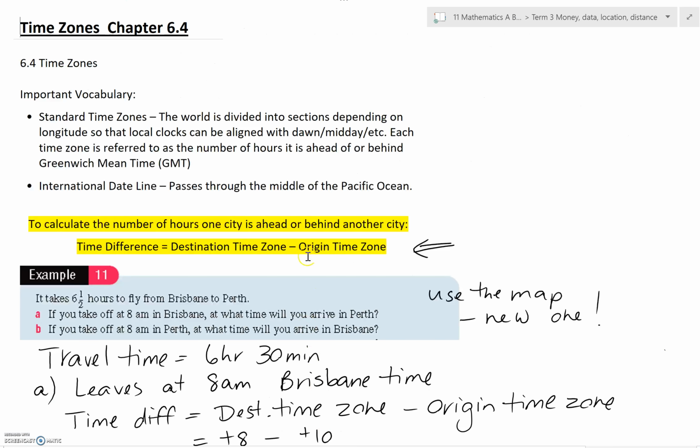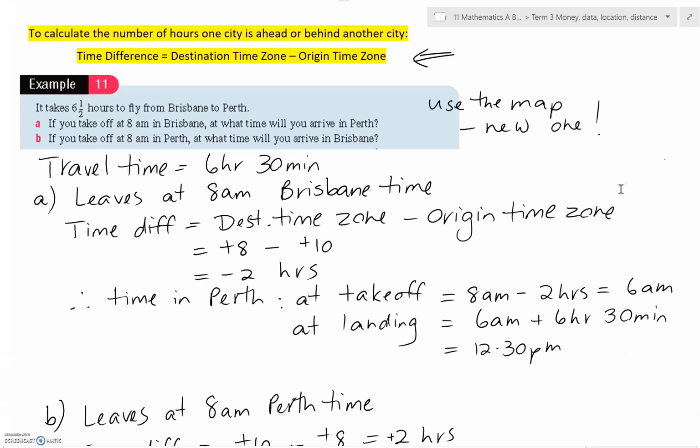So let's go back to our OneNote. There's some information here. To calculate the number of hours one city is ahead or behind another city, we use this little formula. The time difference equals the destination time zone minus the origin time zone. That's just saying where we're going minus where we started, the time in those two places. And we use that map that I just showed you. So let's have a look at an example and do it now.